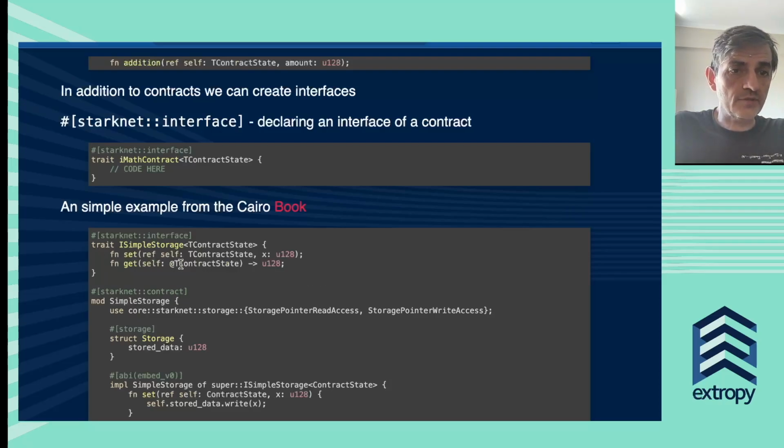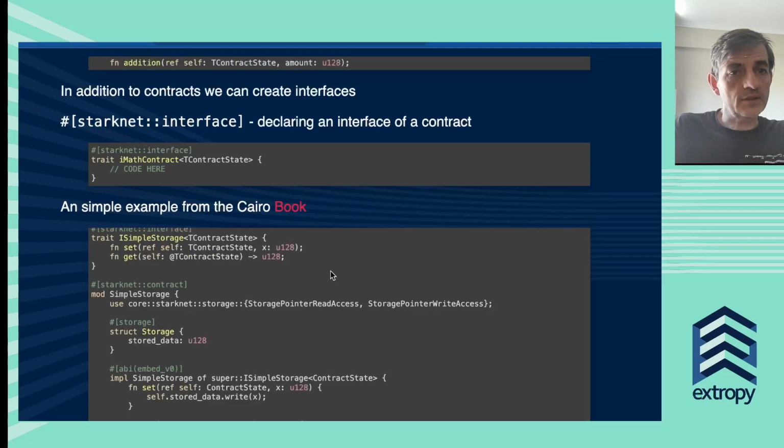And the signatures of these are typical of a read-only function and a read-write function. So our set is a read-write function, so that takes a reference to the contract state and then some value that is going to be used to update that state. And then the get function takes a snapshot to the contract state and is going to return a value U128 from the function. So that's the interface.